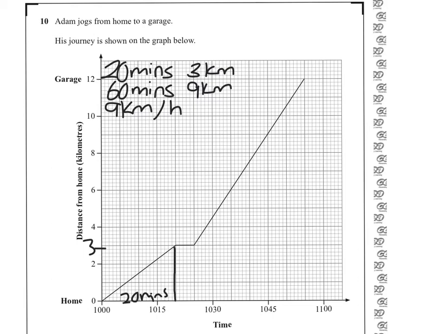Adam's brother leaves the garage at 10:10, which means he leaves the garage at this point here. He's travelling at 22 kilometres in an hour, which means he will travel 11 kilometres in 30 minutes, which means that 30 minutes later he'll be 1 kilometre away from home. So at 10:40 he will be 1 kilometre away from home.